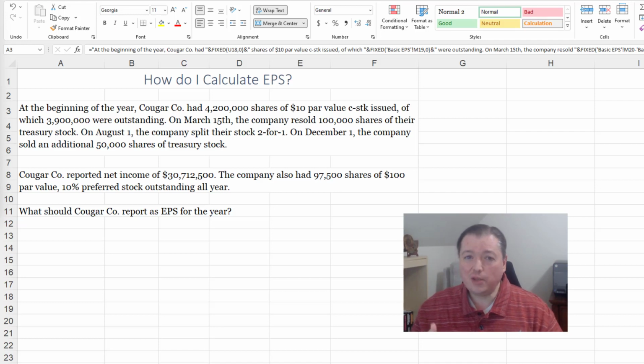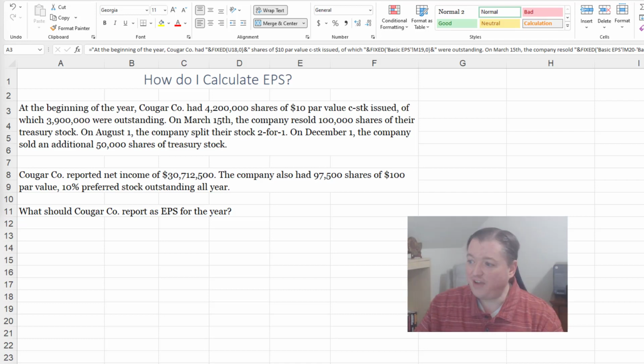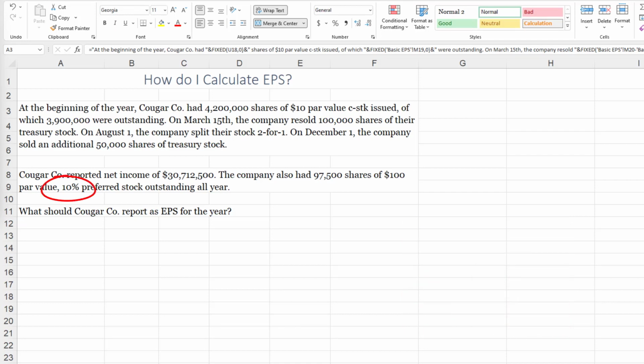And really, the only part that will belong to somebody else is the part of that net income that I have to take and pay to my preferred stockholders. I'm going to owe them a dividend. Matter of fact, it's a 10% dividend on that $100 par value. So let's start our process by calculating how much of that $30,712,500 will go to my preferred stockholders.